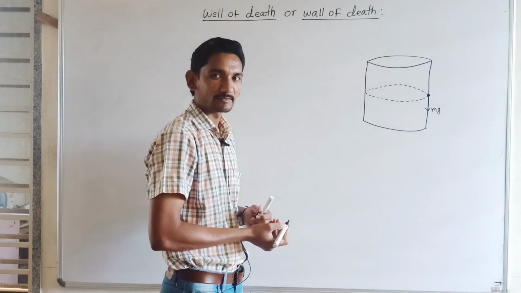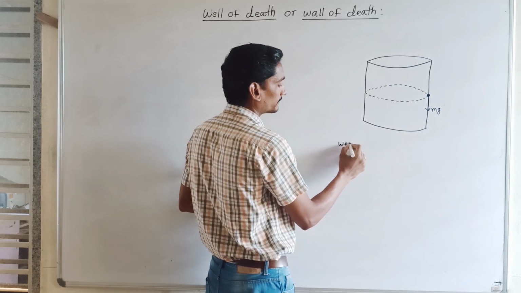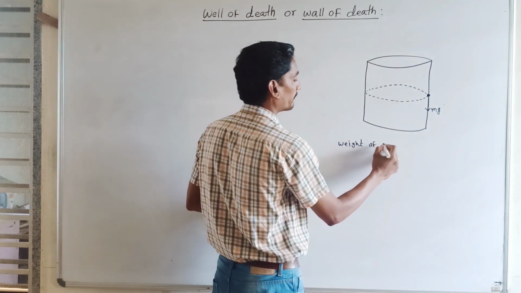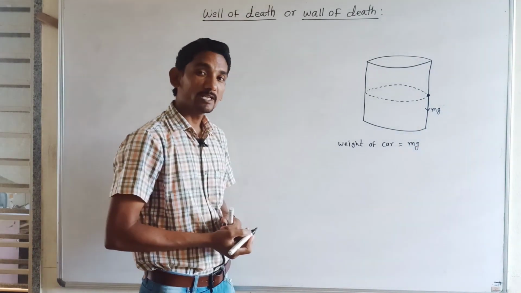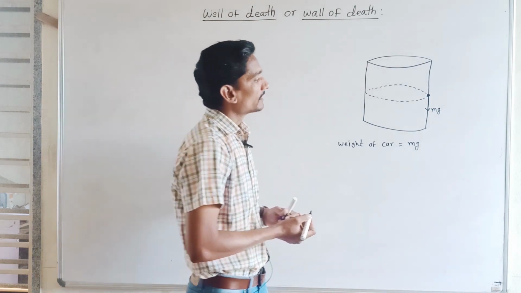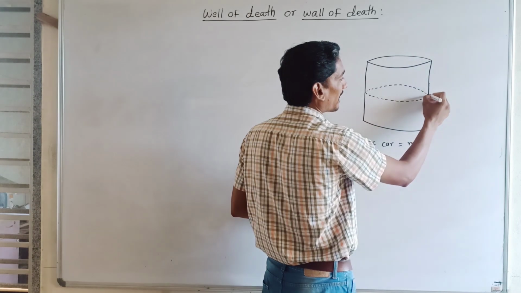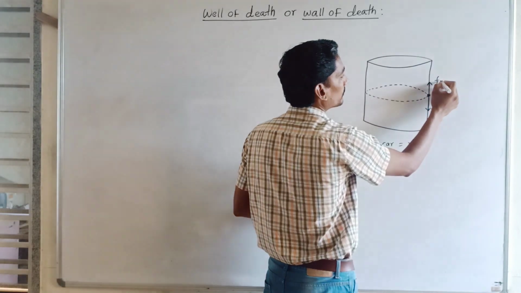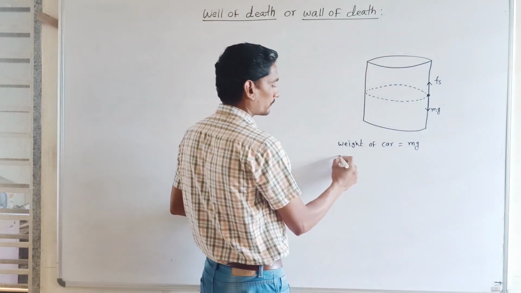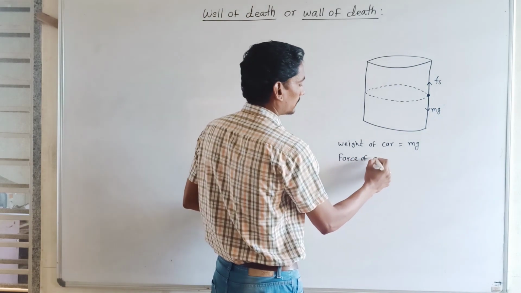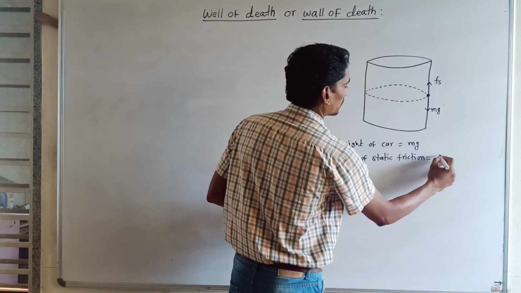The forces acting on the car: mg, that is the weight of the car, m into g, acting in the vertically downward direction. And at the same time, one force acts in the vertically upward direction, and that is the force of static friction, indicated by Fs.